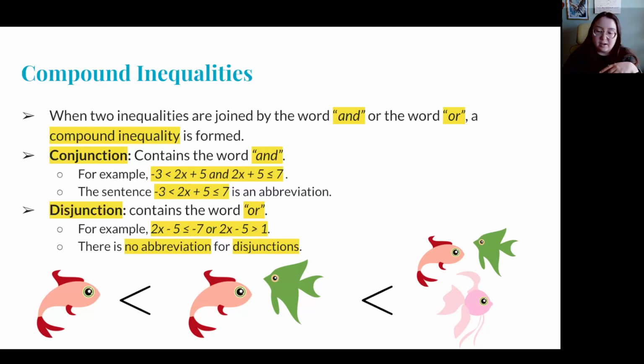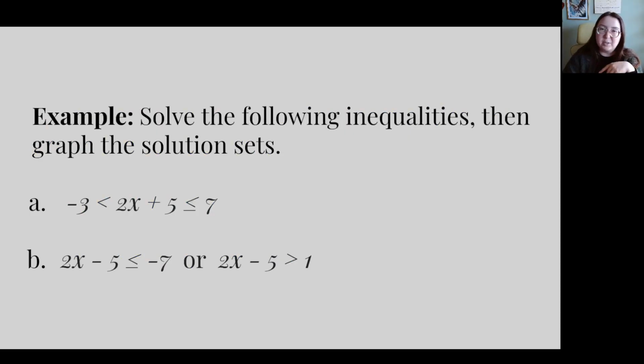So from there, we're going to go ahead and do our next example. We're going to solve the following inequalities, and then we're going to graph our solutions. So A is -3 is less than 2x plus 5 is less than or equal to 7. And B is 2x minus 5 is less than or equal to -7, or 2x minus 5 is greater than 1. So we've got a conjunction and a disjunction here, so we're going to do both of them and see what their difference looks like. So let's go ahead and go on over to our notes.